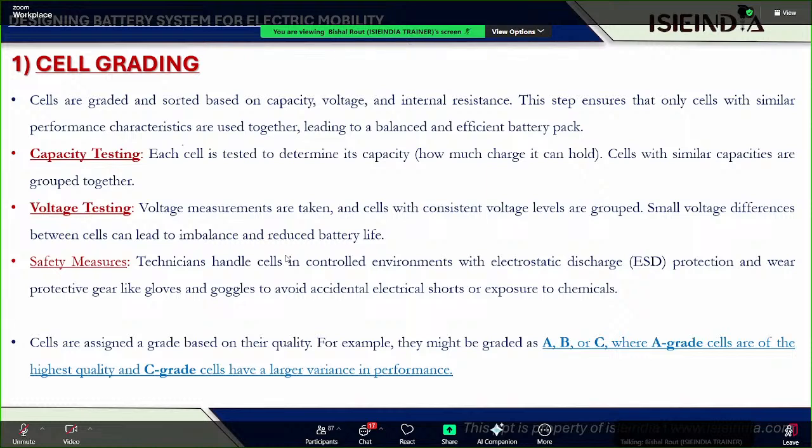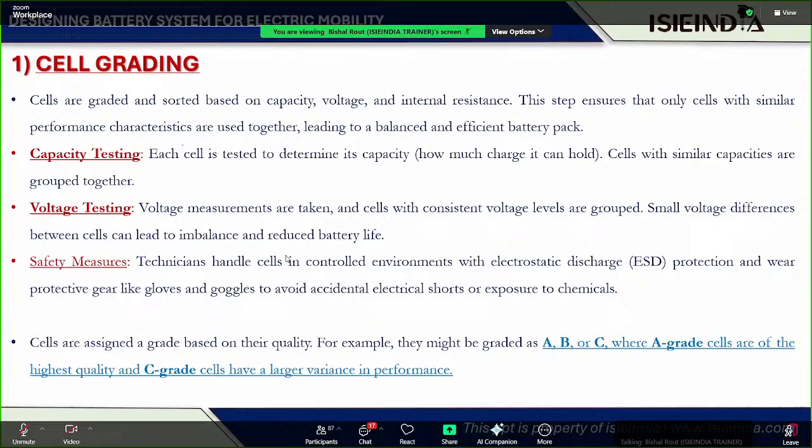In cell grading, my intention is to test the cell capacity. For example, if I have a cell and I am claiming that my cell is 6 ampere hour, and I want to select 15 cells from 500 cells, I am going to select those 15 cells which have a 6 ampere hour capacity. If I take one of 6 ampere hour, one of 5.9 and one of 5.8, that is fine, because it has only a 0.1 difference.